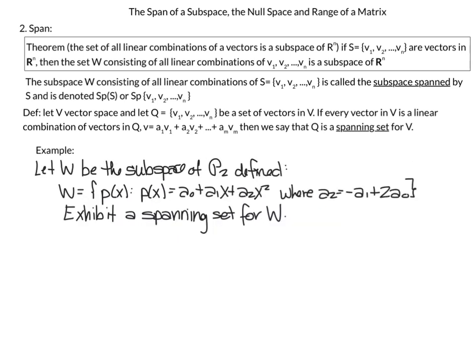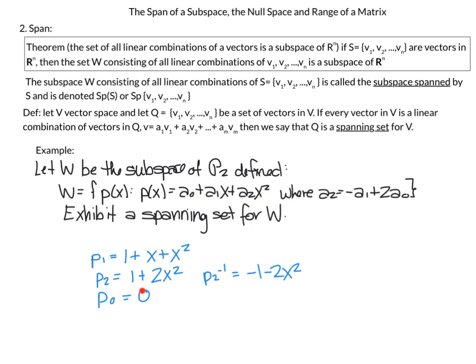My next example: let W be the subspace of P2, and remember P2 is the space of polynomials of degree 2 or less. This is the general form of P2. And we're going to let W be the subspace such that the polynomial is such that A2, this last coefficient, is equal to minus A1 plus 2A naught. We want to exhibit a spanning set for W. And just to remind you what this space looks like, the vectors are just polynomials of degree 2 or less, so one vector would look like 1 plus x squared. Another vector might be 1 plus 2x squared, just anything of this form.